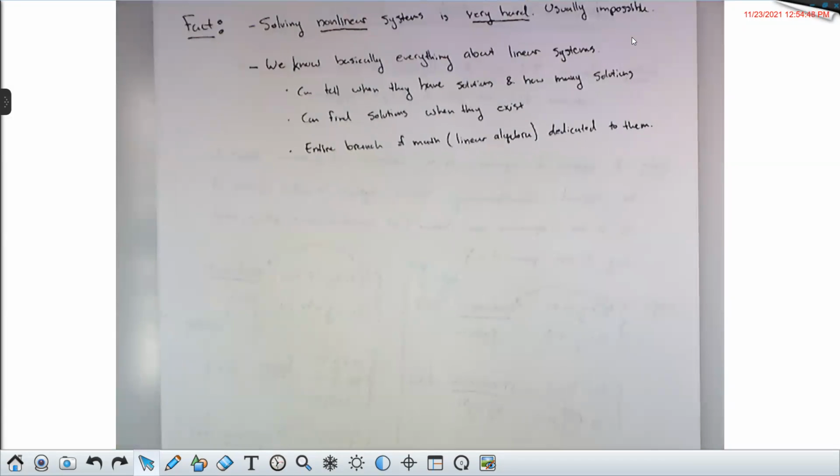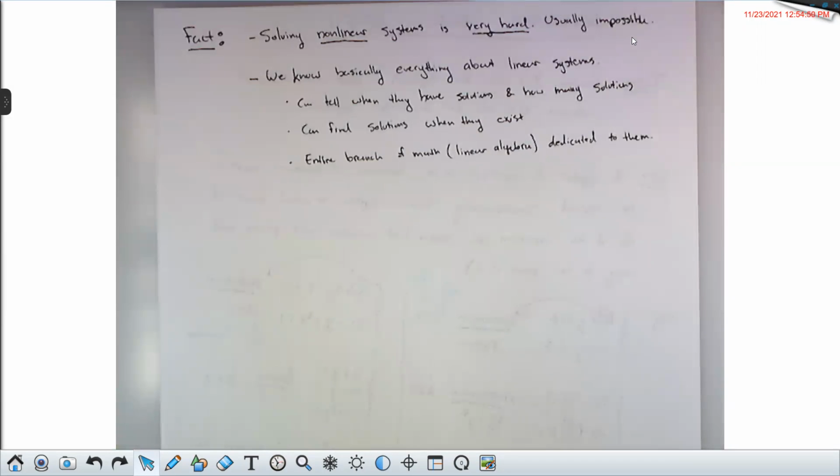So nonlinear systems are bad news bears. We really don't like nonlinear systems. Linear systems, on the other hand, are really well understood. We know everything there is to know about linear systems, and through the study of linear systems, we have developed an entire branch of math called linear algebra, which has been startlingly useful.